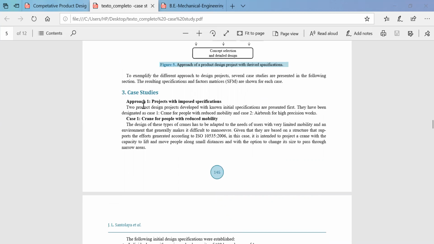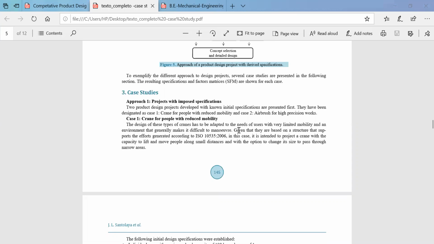One approach here is projects with imposed specifications. The case study taken here is the crane for people with reduced mobility. This is the case taken to understand what changes they have made. Here we can see the design of these types of cranes helped them adapt to the needs of the users. That shows the consumers had some needs, in order to make some changes in the existing crane such that it reduces the mobility part of it. So what changes did they basically make?